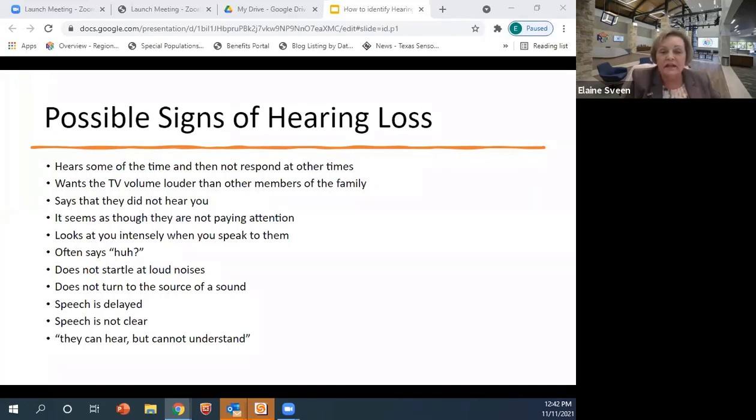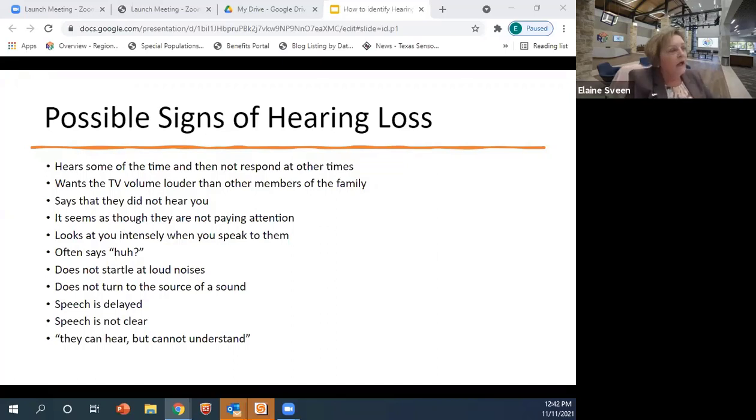Environmental background sounds, all kinds of things in the environment can lead to that. Here's a good one, I like this one: wants the TV volume louder than other members of the family. I wonder if anyone has that in their family. Says that they cannot hear you, that they did not hear you. It seems as though the person or student is not paying attention.